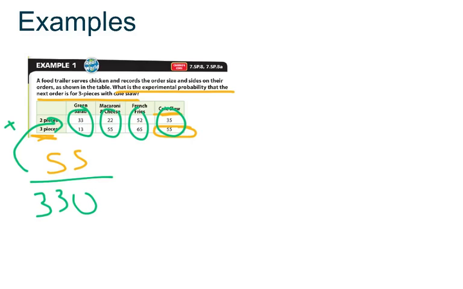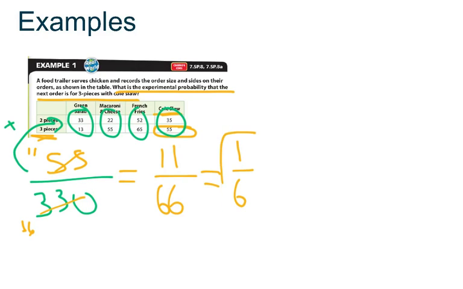Now, take a look at the fraction. That fraction can be reduced. So we can take a 5 out at least. Take a 5 out. And then we'll end up getting 11 over 66. So that's from taking a 5 out. So that gave us 11 and 66. Taking a look at it, we can reduce this even further to make it 1/6. So that is our experimental probability.